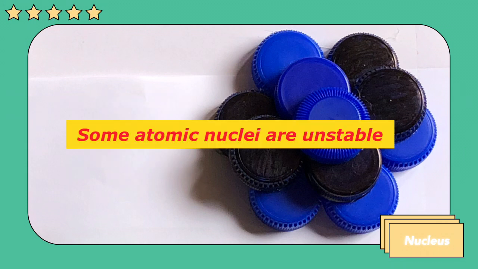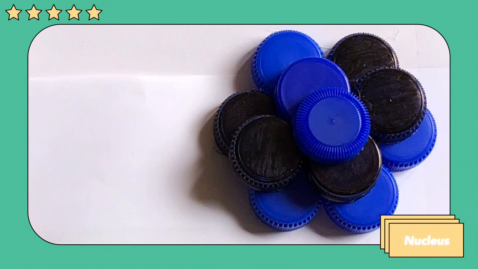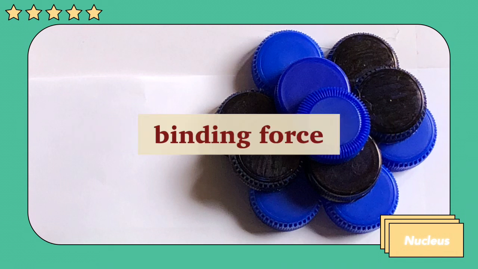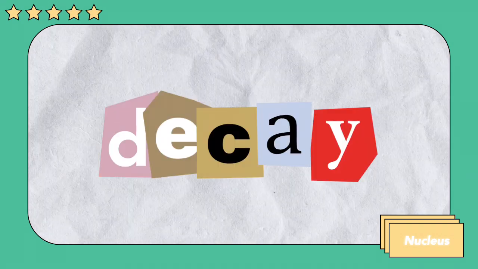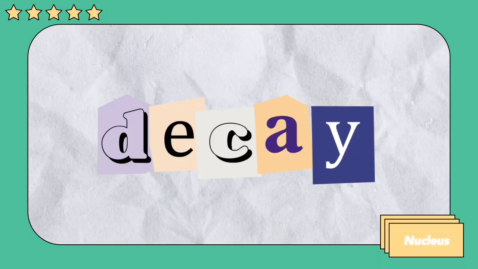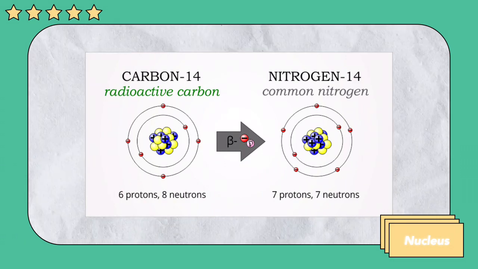Some atomic nuclei are unstable because the binding force varies for different atoms based on the size of the nucleus. These atoms will then decay into other elements, such as carbon-14 decaying into nitrogen-14.